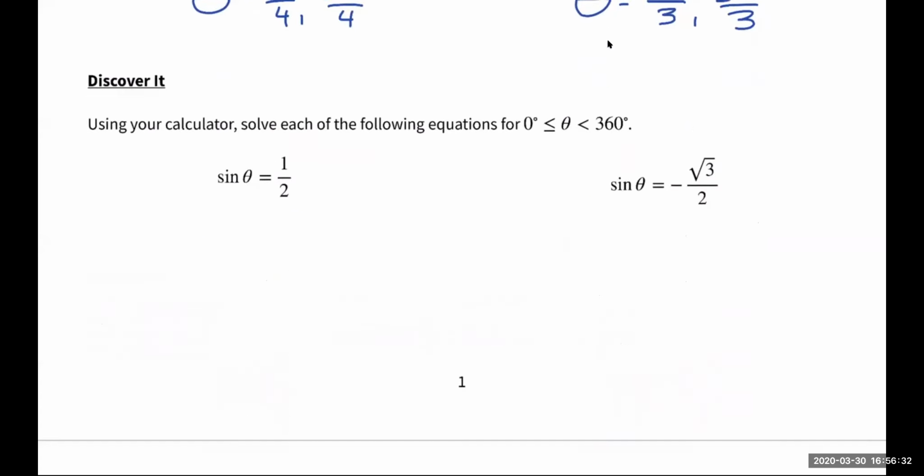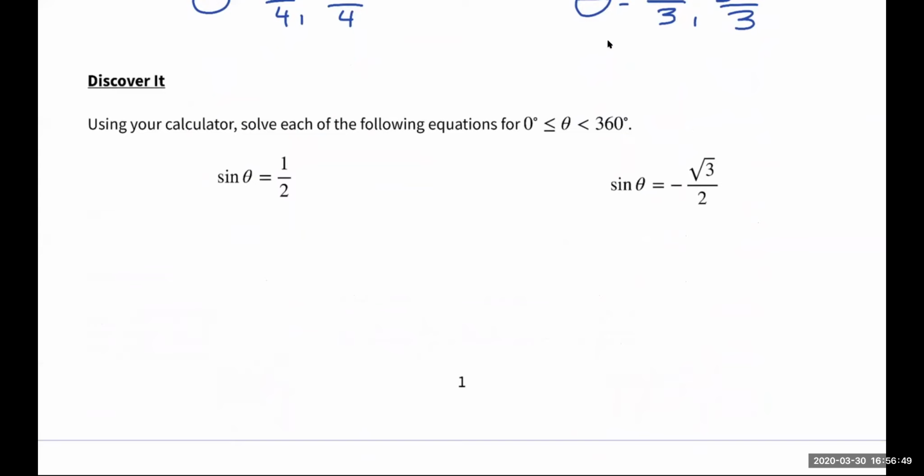So using your calculator, that means your TI-84, go ahead and break out your TI-84. Hopefully you have charges at home. Hopefully you're staying fully charged. But using your calculator, we're going to solve each of these equations for theta between 0 degrees and 360 degrees.